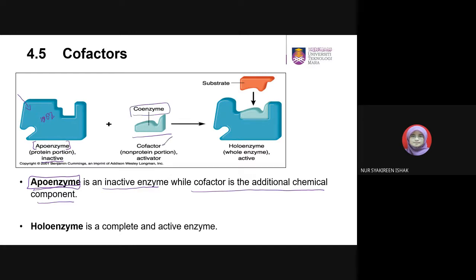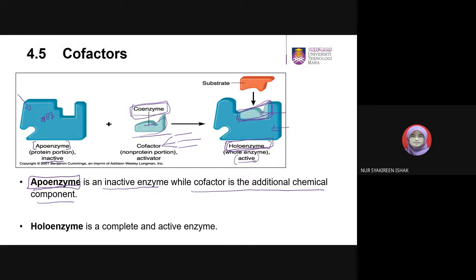So for cofactors, there are three different types. You can have the coenzyme, metal ion or activator, and also the prosthetic group. In this diagram, the cofactor shown is a coenzyme. This coenzyme will bind, for example, to the active site of the enzyme. Once this coenzyme is bound to the active site, it causes the enzyme to be activated, and this combination of the enzyme and cofactor we call a holoenzyme, which is the active form of the enzyme.